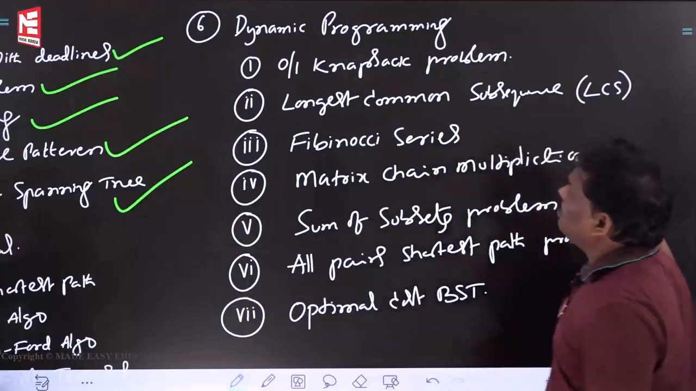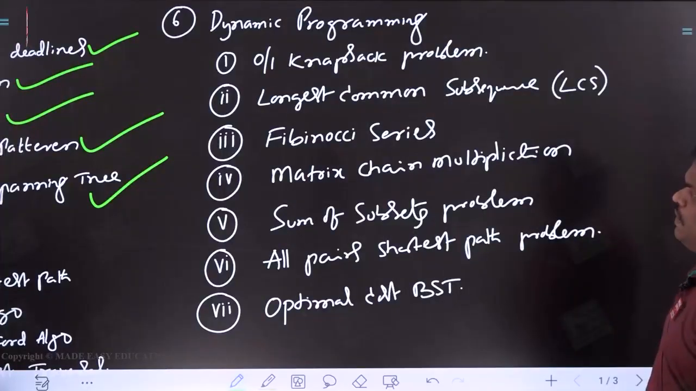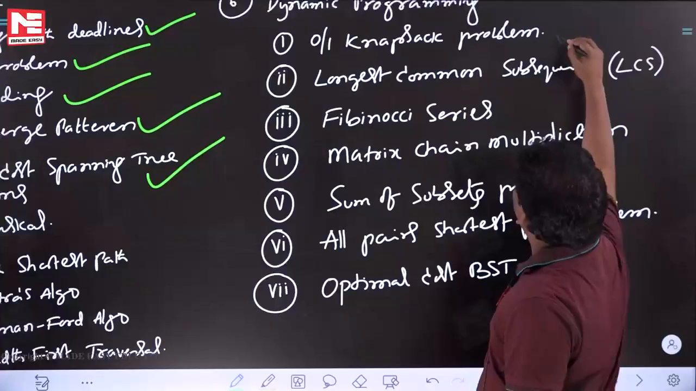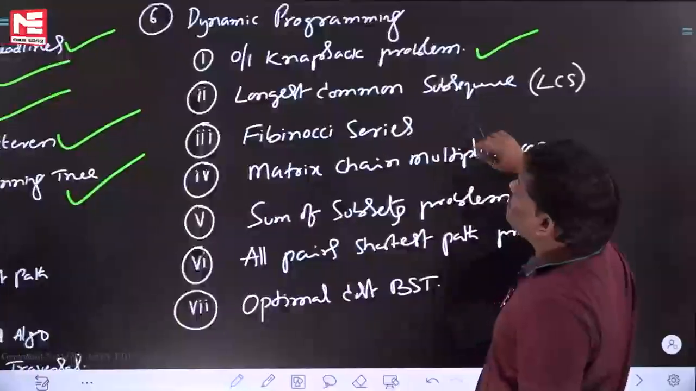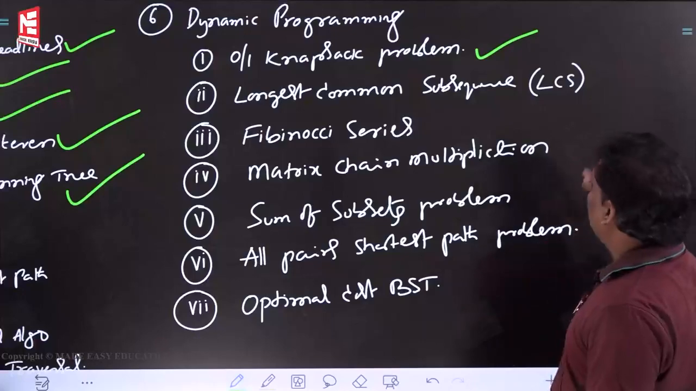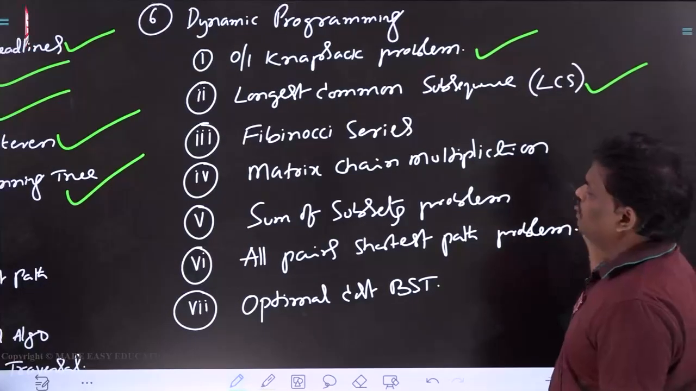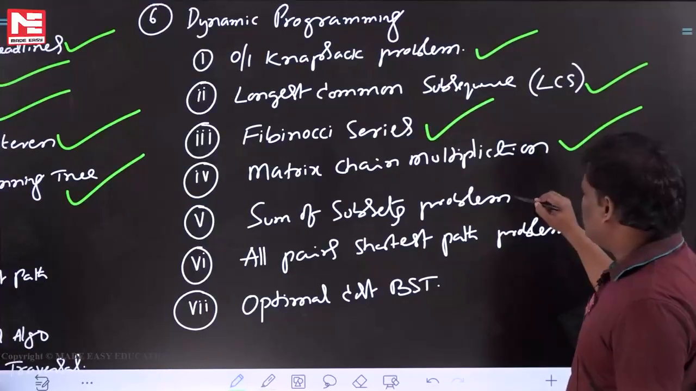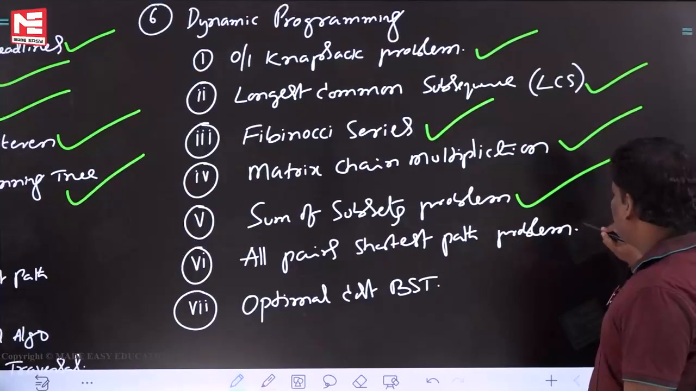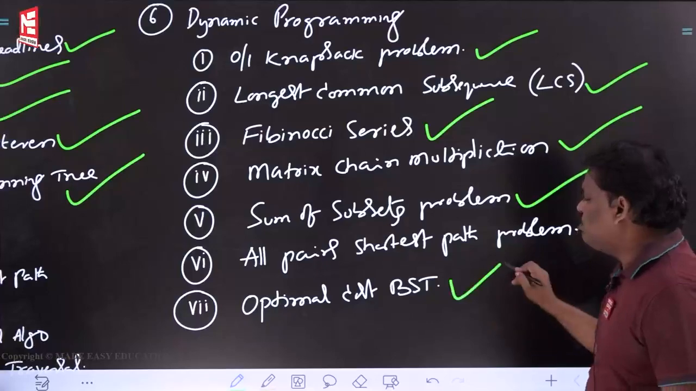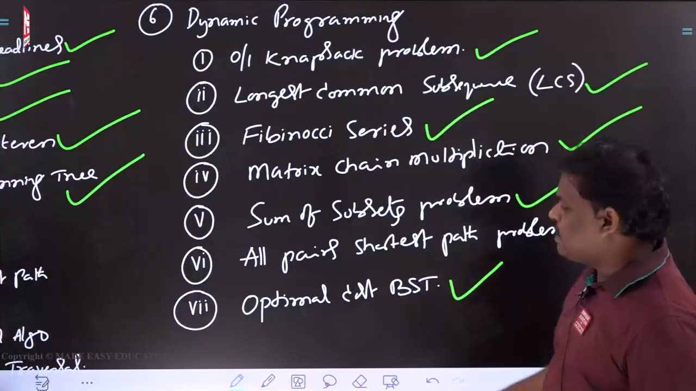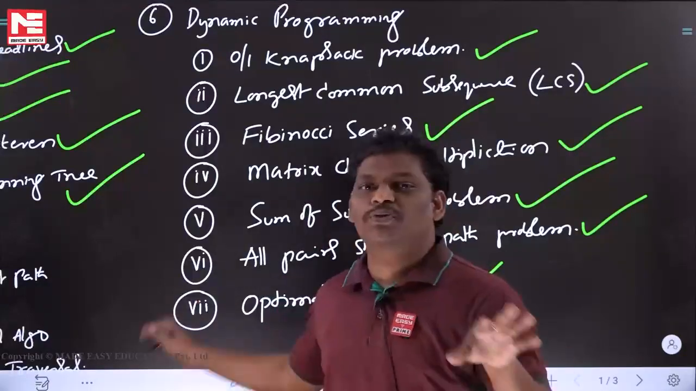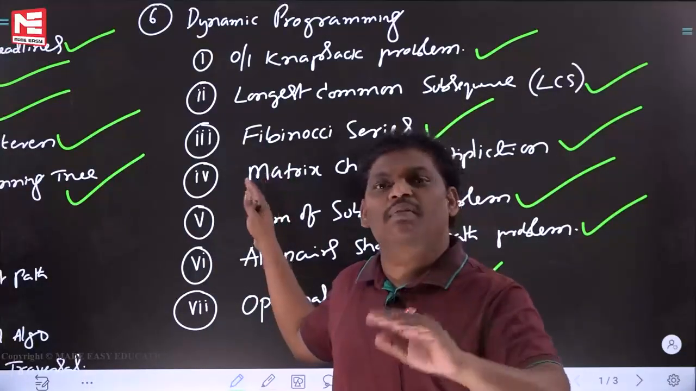The 6th topic is dynamic programming. The first topic in dynamic programming is 0/1 knapsack, then longest common subsequence, Fibonacci series, matrix chain multiplication, sum of subsets problem, all pair shortest path, and optimal cost BST. In total, I think I have written 7 applications. I will try to finish as much as possible, and I will complete whatever is really necessary.